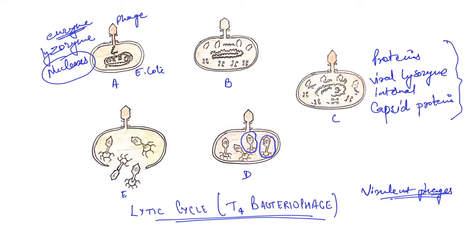Then the host cell ruptures. Here you can see that the host cell ruptures, and the new phages formed come out of the host cell. The host cell ruptures again with the help of the enzyme lysozyme.